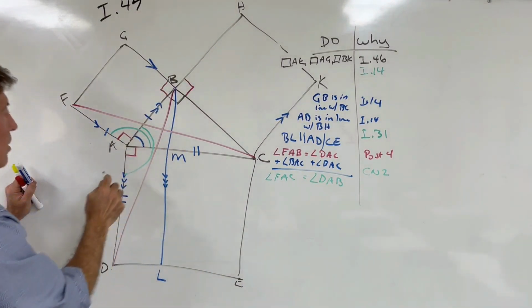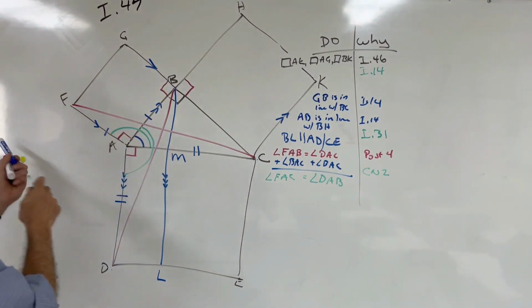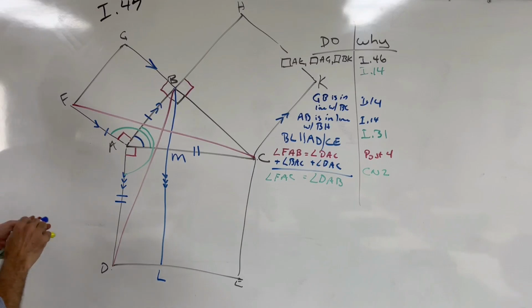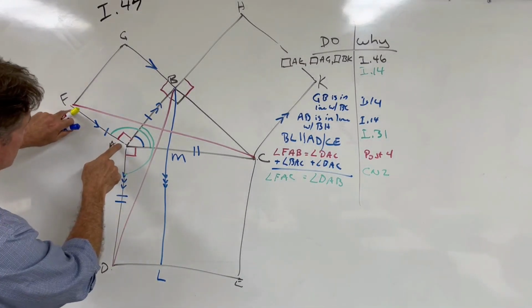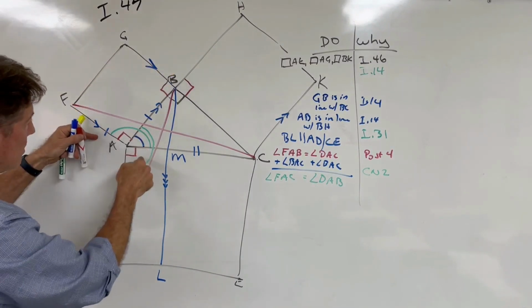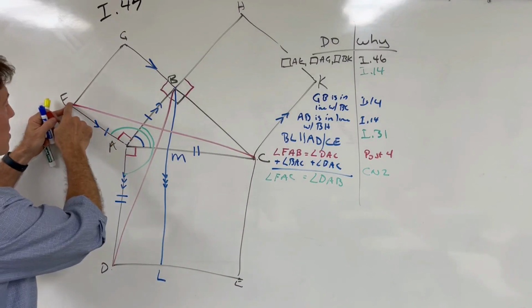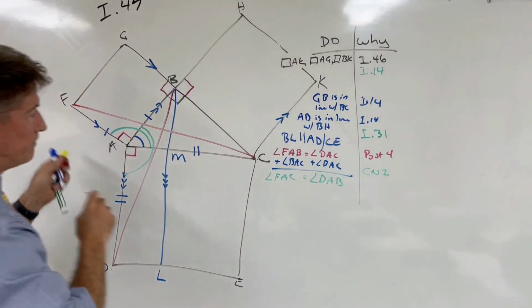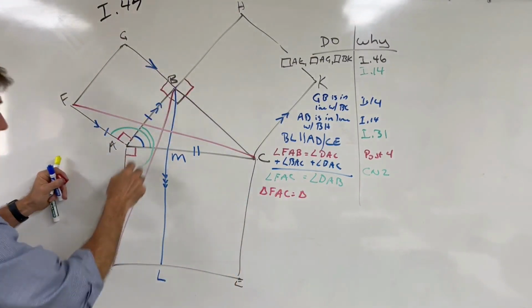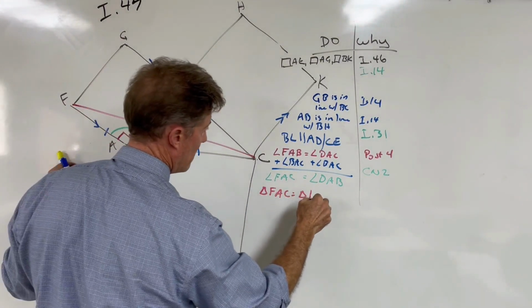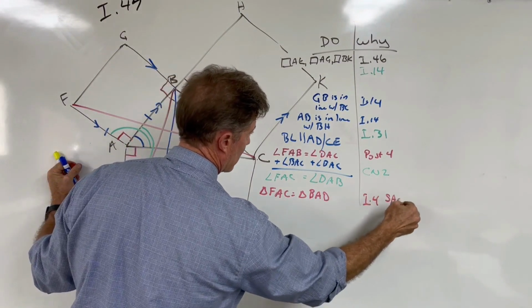So since these two pieces are equal, this whole angle is equal to this whole angle. Well, now we have all the elements that we need for side angle side, right? Side 1 is equal to side 1. The angle in between is equal to the angle in between. And side 2 is equal to side 2. Therefore, triangle FAC is equal to triangle BAD. And this is through prop 4, our side angle side.